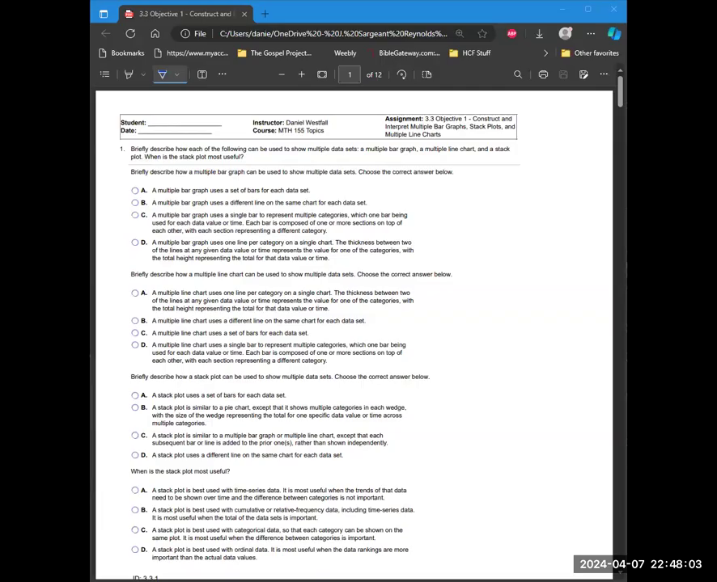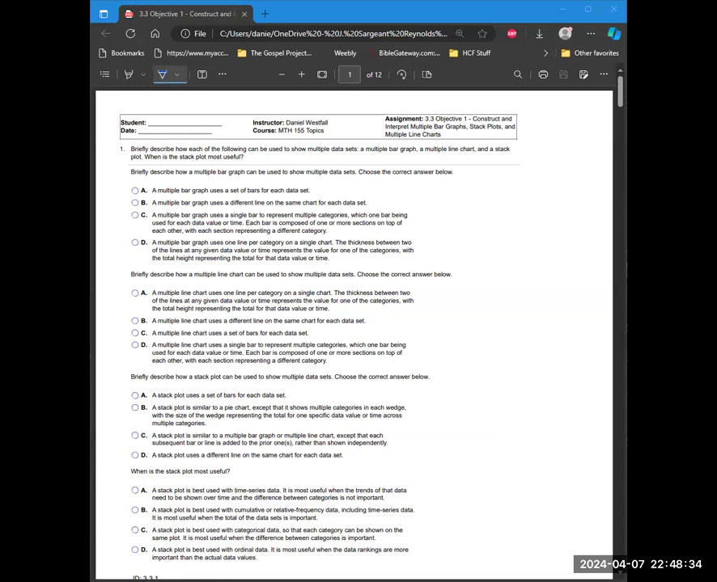In this video, we're going to talk about 3.3 Objective 1, where we construct and interpret multiple bar graphs, stack plots, and multiple line charts. So let's start with some definitions first. Briefly describe how each of the following can be used to show multiple data sets: a multiple bar graph, a multiple line chart, and a stack plot. When is the stack plot most useful?